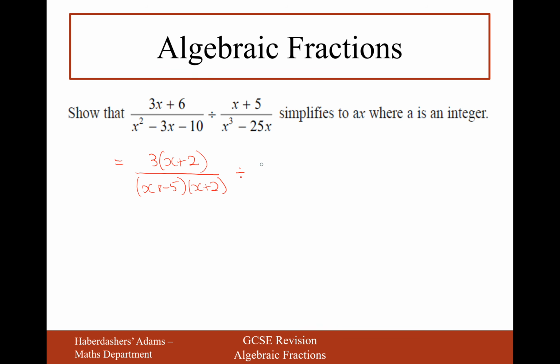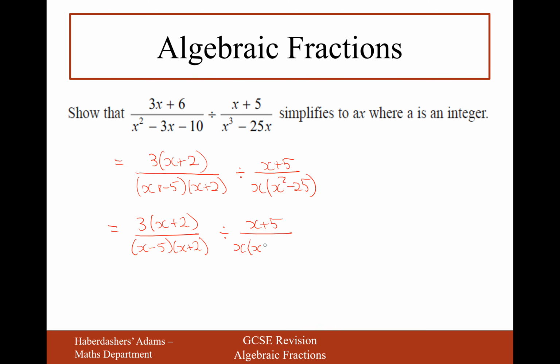Divided by x plus 5, and then on the bottom here we can factorize x squared minus 25. Let's now factorize that quadratic on the bottom right. So we'll leave everything as it is, and it's going to be x plus 5 over x plus 5, x minus 5.